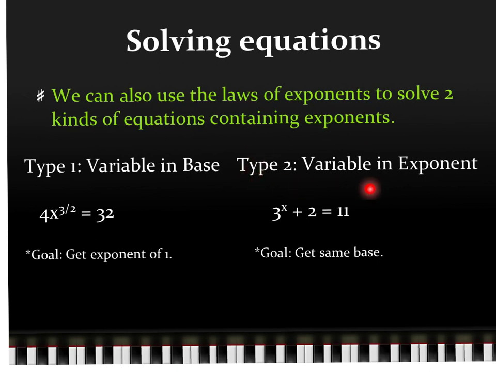The second type is when the variable is in the exponent. Like right here you have 3 to the x plus 2 equals 11. Our goal for this is going to be to get the same base. We saw a few of these examples in video 2 when we had problems where we needed to write things as powers of other numbers to get the same base. We're going to use that same strategy for these.